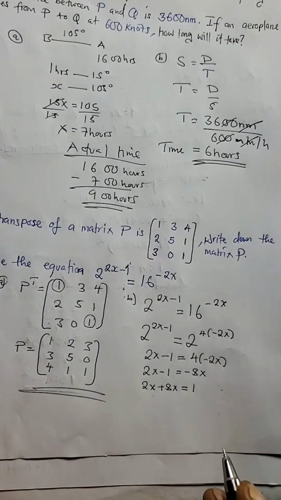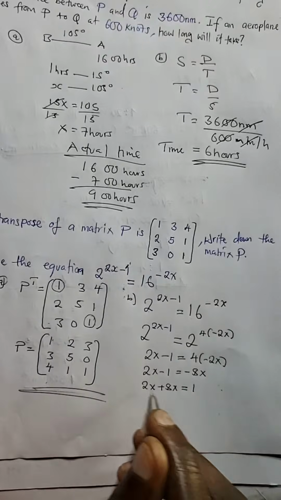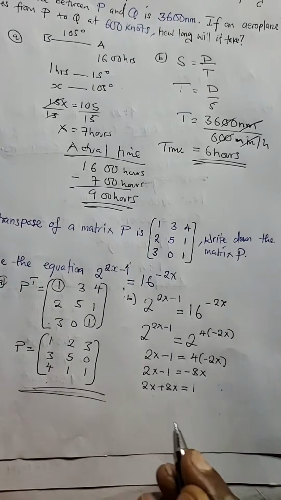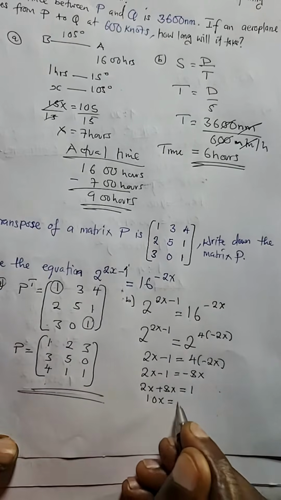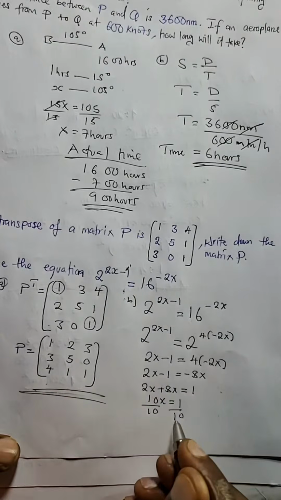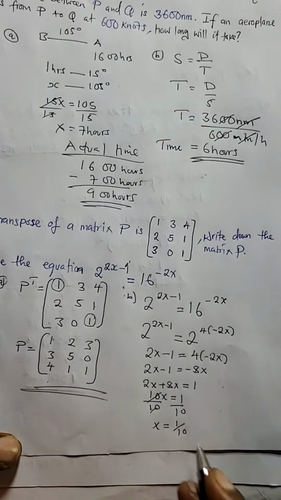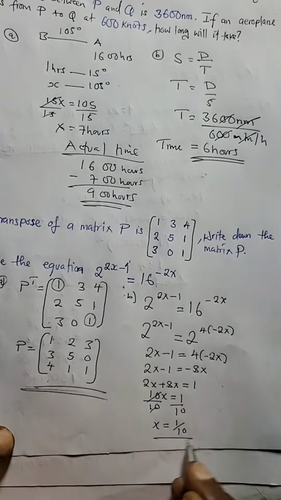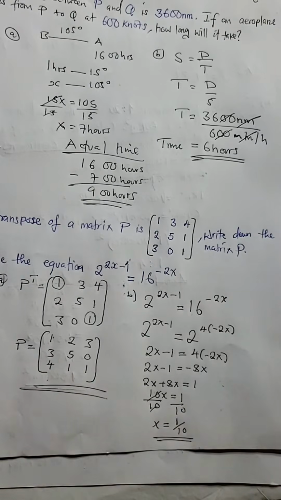Very good. Then before we solve for x, we can add here because they're like terms. So when you add here, we're going to have what? 10x is equals to 1. Divide both sides by 10. Okay? x therefore is equals to 1 over 10. I hope it's visible. 1 over 10, and this is the answer.